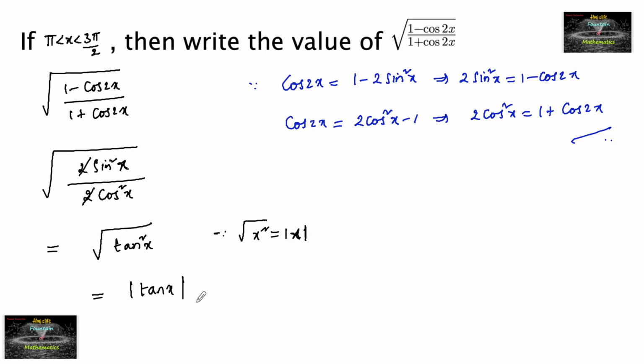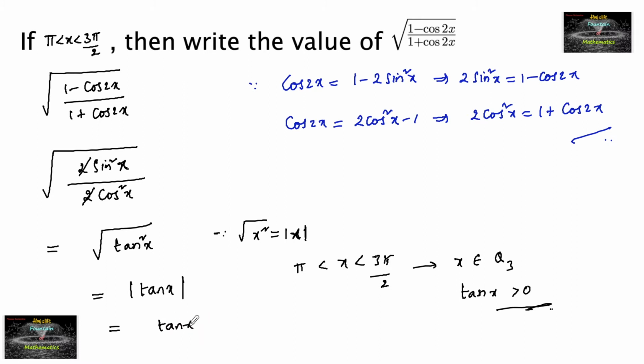And now, since x lies between pi and 3 pi by 2, that is x belongs to the third quadrant Q3, and hence tan x is positive. In the third quadrant tan is positive, so we can write mod of tan x is equal to plus tan x. So the answer we can give for root over 1 minus cos 2x upon 1 plus cos 2x is tan x. Okay, thank you.